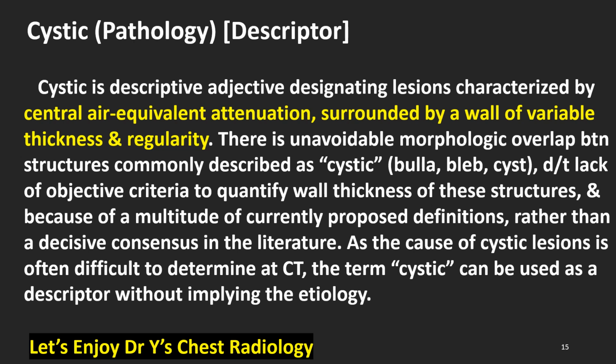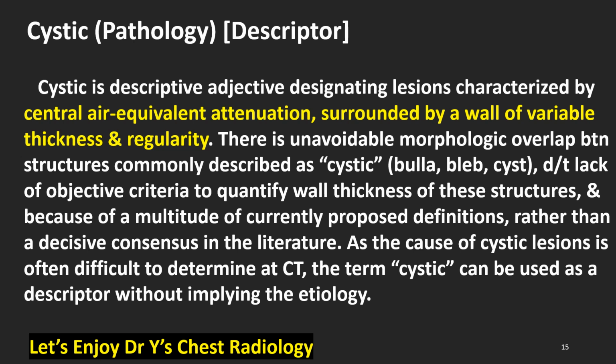Cystic, pathology descriptor. Cystic is a descriptive adjective designating lesions characterized by central air-equivalent attenuation, surrounded by a wall of variable thickness and regularity. There is an unavoidable morphologic overlap between structures commonly described as cystic, bulla, bleb, cyst, due to lack of objective criteria to quantify wall thickness of these structures, and because of a multitude of currently proposed definitions, rather than a decisive consensus in the literature.